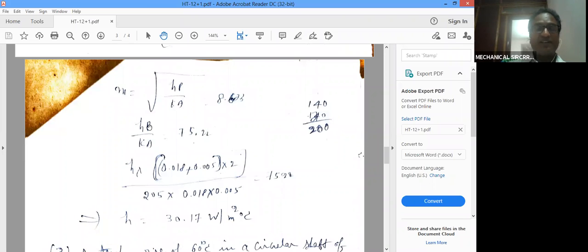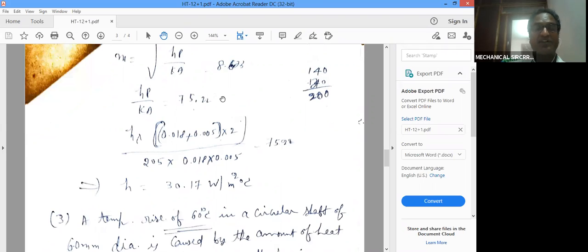Next, if you square it, HP by Ka is equal to 8.673 squared, which will be around 75.22. This is not visible clearly, so all of you calculate that one. HP by Ka is equal to 75.22. From this, the perimeter can be calculated, K is given, and the area can be calculated. The only unknown value is H, so from this you can calculate the convective transfer coefficient H.